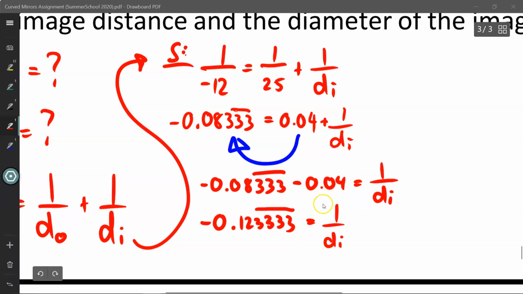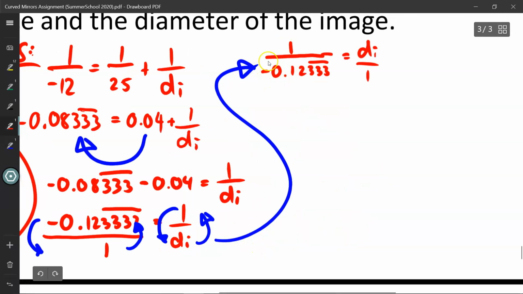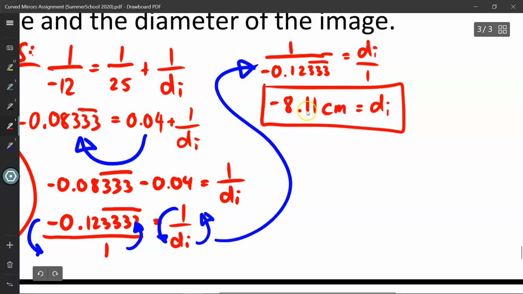Now be aware I've only solved for 1 over image distance. I didn't solve for image distance itself. So I'm going to flip the numerator and the denominator on this side. But because it's an equal sign, I got to do the same on this side as well. And now I've got 1 over negative 0.123333 is equal to di over 1. And I get negative 8.11 centimeters.